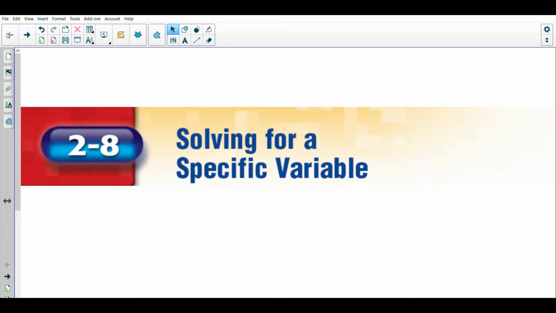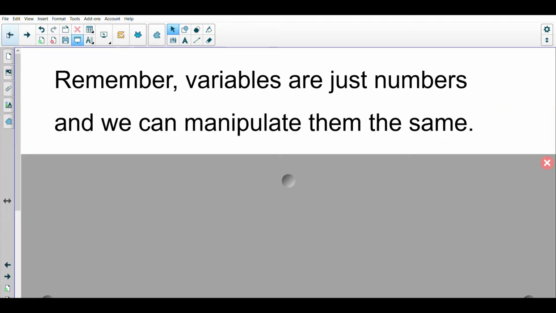In today's lesson, we're going to talk about section 2-8, solving for a specific variable. So this whole chapter we have been working on solving for a specific variable that's given, such as x, when it was the only variable. But now we're going to look at a situation when we have multiple variables. And this is a tricky section for a lot of people because they get confused when they see multiple variables, but we got to keep something in mind.